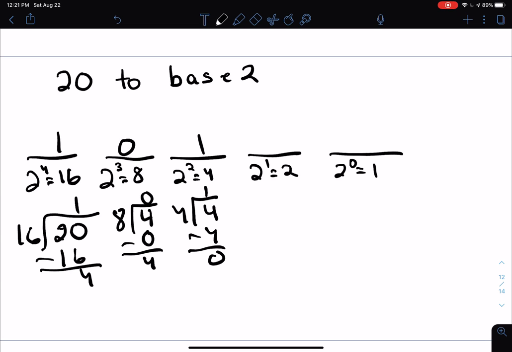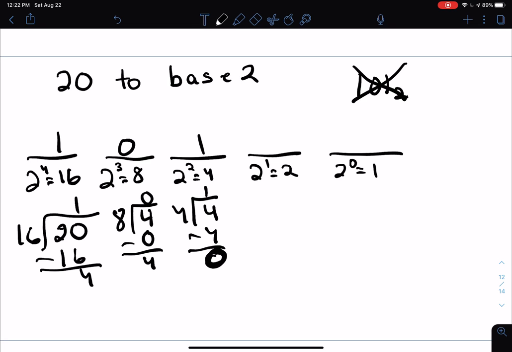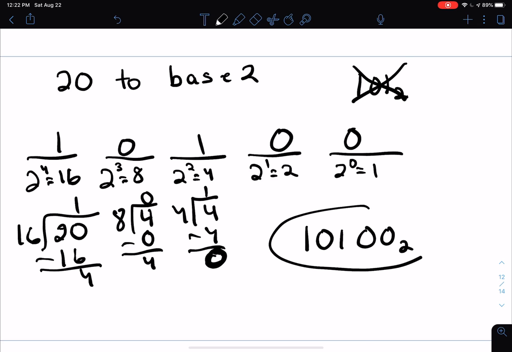Please don't make the mistake I've had students make where they stop here and then don't finish, because this is not 101 base 2. You still have 2 more place values to deal with. Now you have a remainder of 0, so you know that from here on out, whatever you divide by is still going to be 0. So make sure you get those zeros in there.